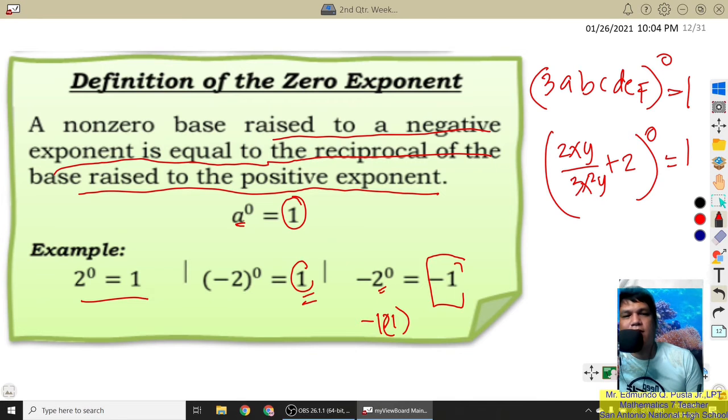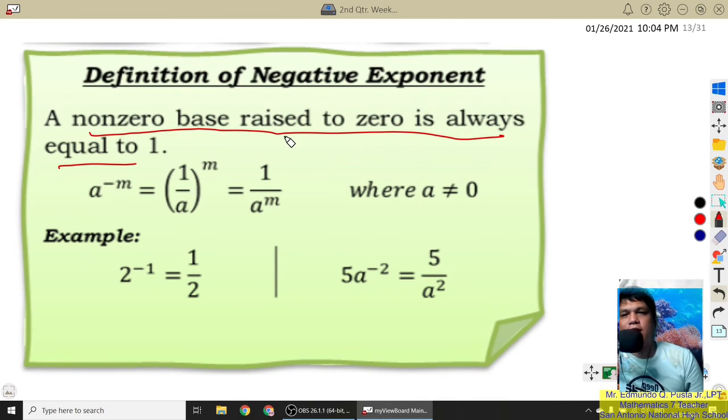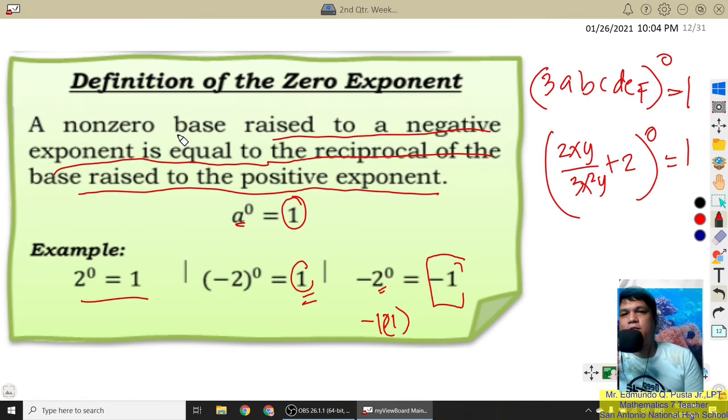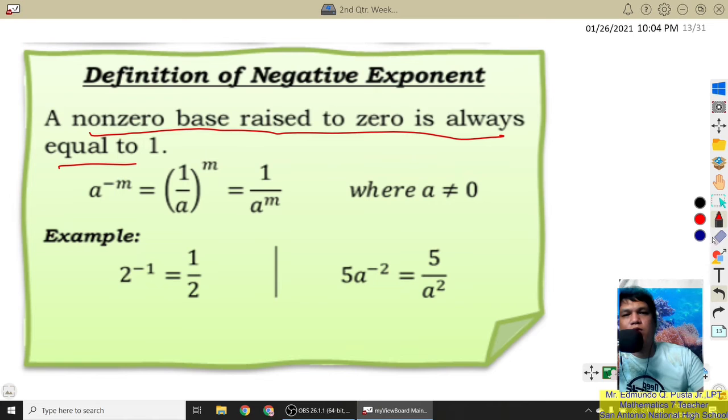Siya yung dapat. Okay? Ito yung sa 0. Ayan. Any number raised to 0 is always equal to 1. So, ito yung reciprocal. Okay? Basahin ko na lang: a non-zero base raised to a negative exponent is equal to the reciprocal. So, if we have a negative exponent, let's just focus sa negative exponent, a raised to negative m, it is equal to its reciprocal. Okay? So, 1 over a to the m, where a is not equal to 0.